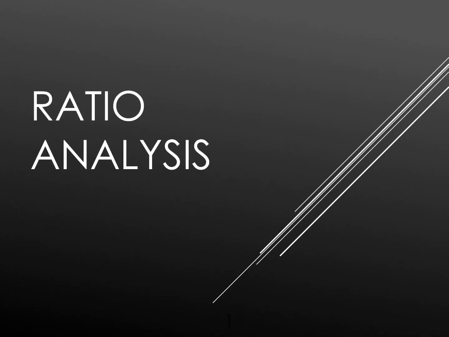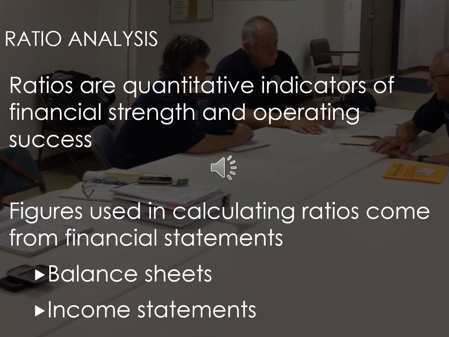All right, next let's look at ratio analysis. Ratios are quantitative indicators of financial strength and operating success. So the figures used in calculating ratios come from various financial statements, like balance sheets and income statements.